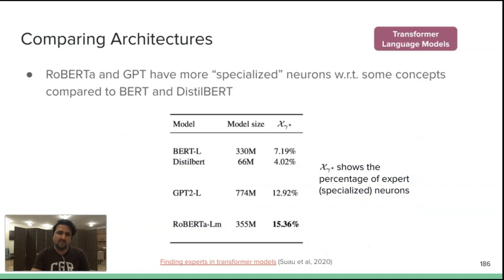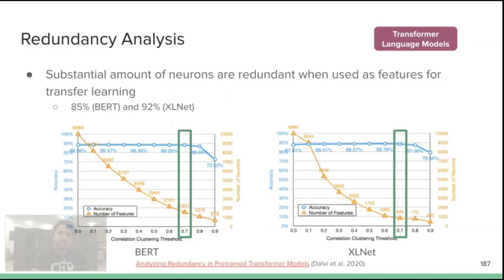Similarly, Shaw et al. discovered that more specialized neurons are found in Roberta and GPT representations as opposed to BERT and variants. This resonates with the finding that we just discussed a few slides ago, where we found neurons in BERT to be more polysemous as opposed to XLNet. So these researchers confirmed the same result by seeing that more expert units were found in Roberta and GPT as opposed to BERT, where the expert units are fewer and more neurons are polysemous.